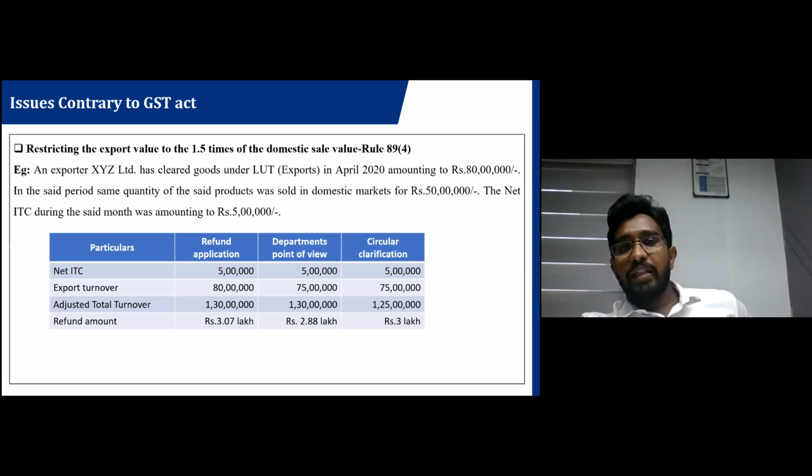So whenever an officer comes and says that your export turnover is more than 1.5 times of the domestic turnover, don't panic. Just say one thing: okay sir, you go ahead as per your calculations. The refund officer should reduce the excess figure from the numerator and denominator. If you reduce the figure from both the numerator and denominator, there won't be much difference. Here I got 3.07 lakhs, here I got 3 lakhs. There will be a minor difference. Due to that, we don't need to panic and don't need to fight with the officer. Just mention that circular clarification. You need to reduce both from the numerator and denominator. If they do the same, there would be no difference.